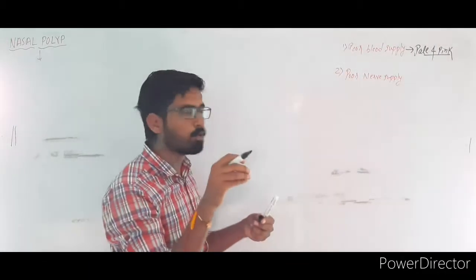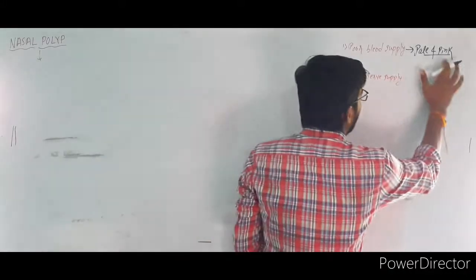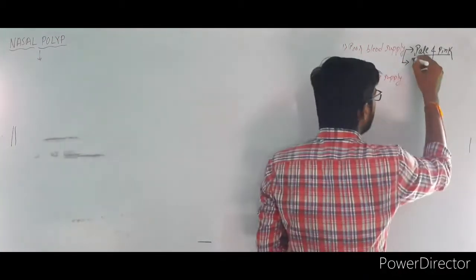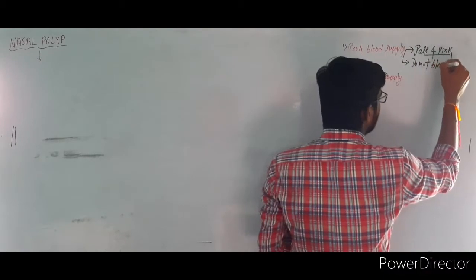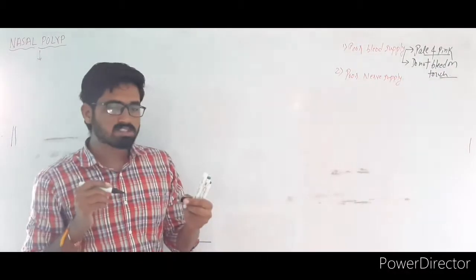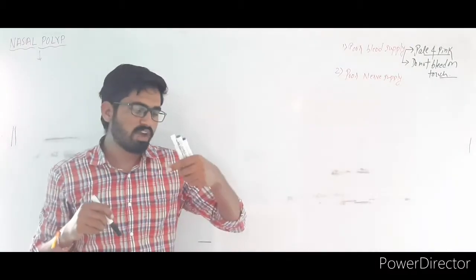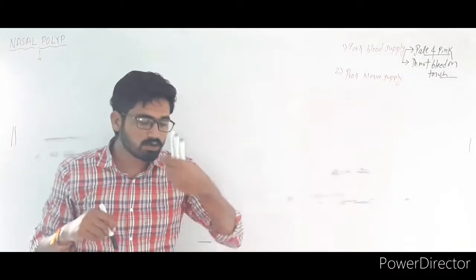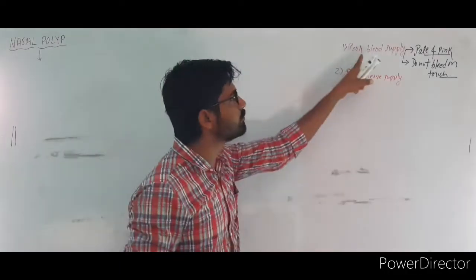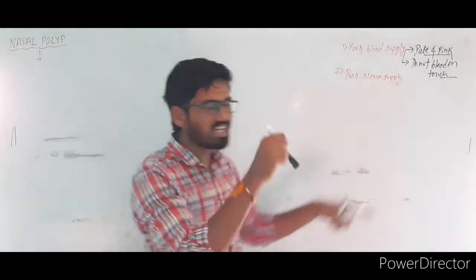Whenever you see a nasal polyp, you have to see the presentation. If it is a pale color, that is the first thing, and second, it does not bleed on touch. For example, they will give you a clinical scenario like a polypoidal mass present in the nasal cavity, and when you touch it, it bleeds. Don't say it is a nasal polyp, because a nasal polyp has poor blood supply, so it is pale and pink in appearance and does not bleed on touch.